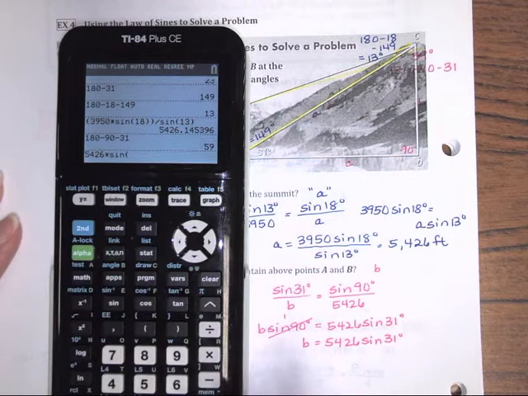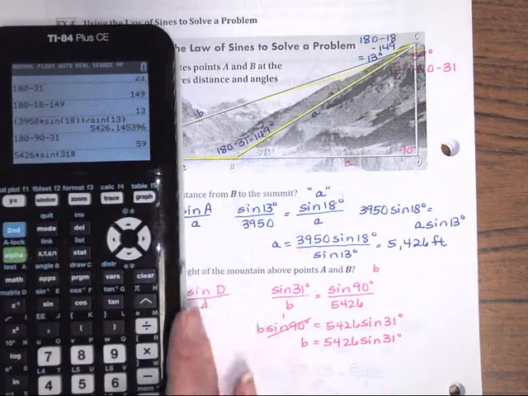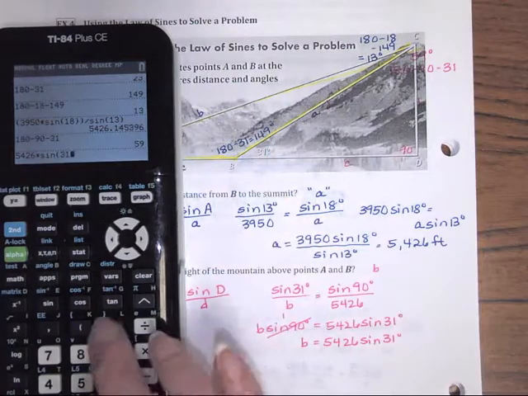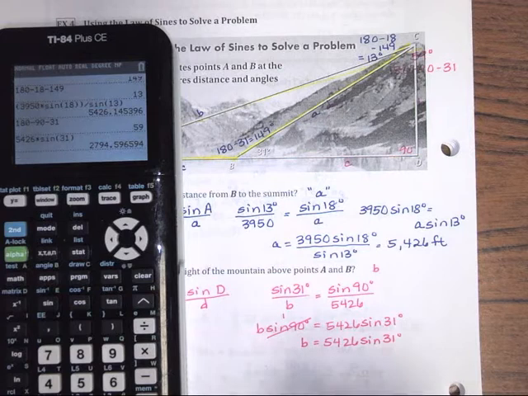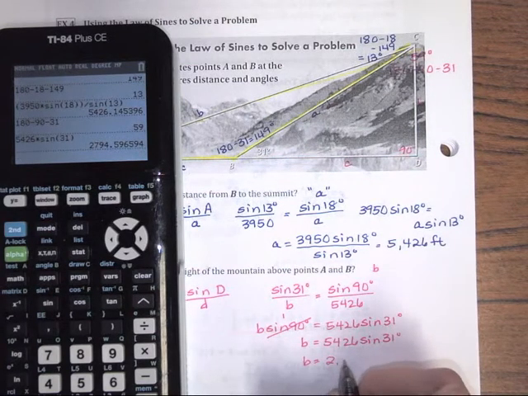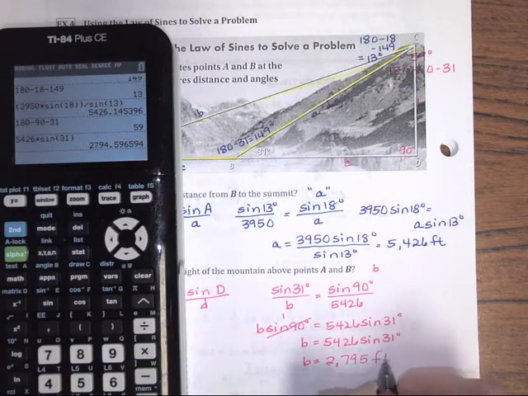Wait, wouldn't it be 59? Why isn't it 59 degrees? Because we were using angle B, which is 31. Oh, makes sense. So this B is 2,795 feet.